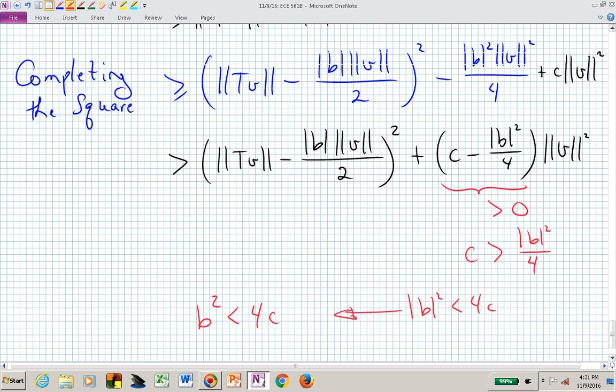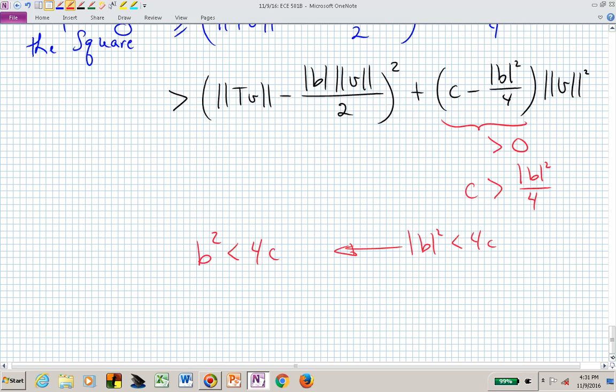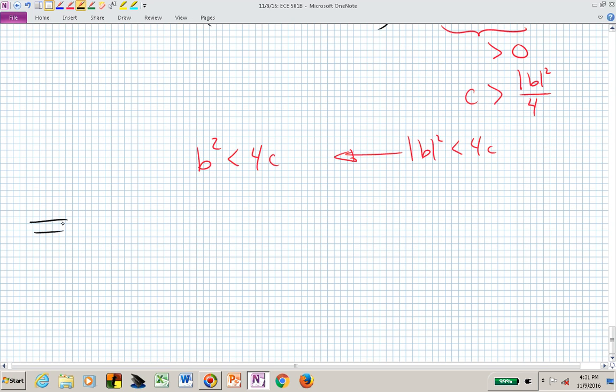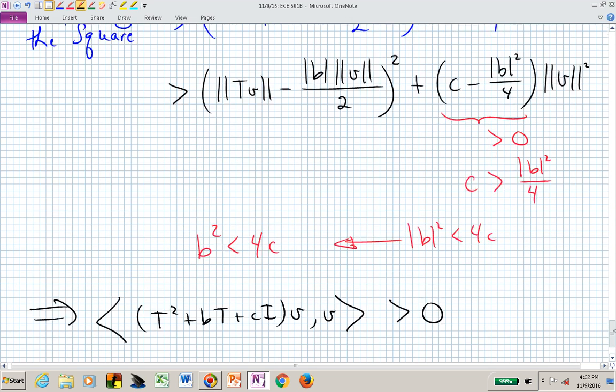Is that clear? So now, with all of this discussion using all of these properties of the inner products, Cauchy-Schwarz, completing the square, I can say that T squared plus bT plus cI operating on v, inner product with v, is greater than 0. Again, assuming that b squared is less than 4c for the real numbers b and c. That's from up here.